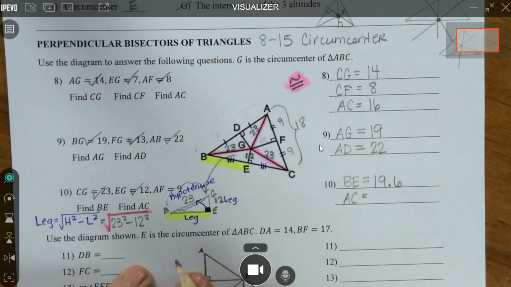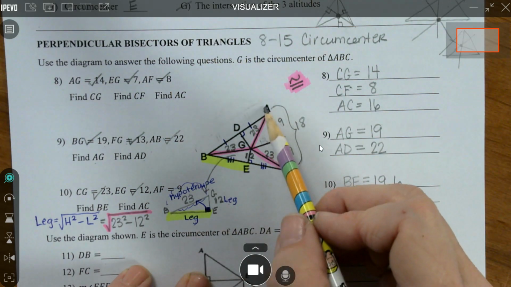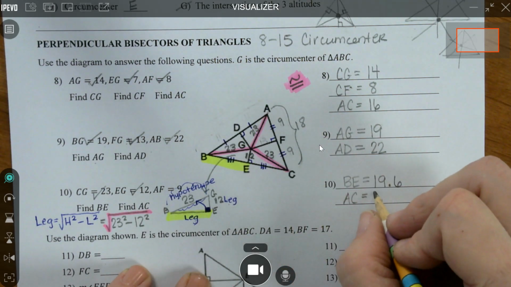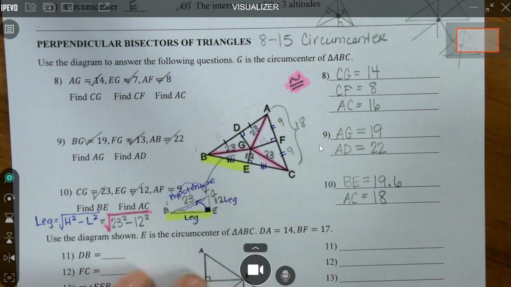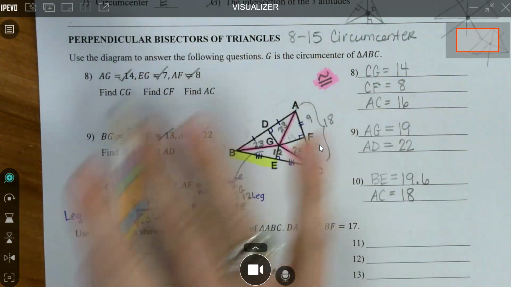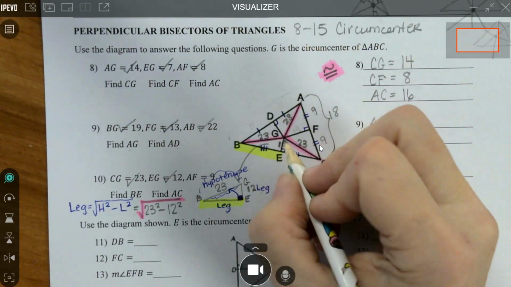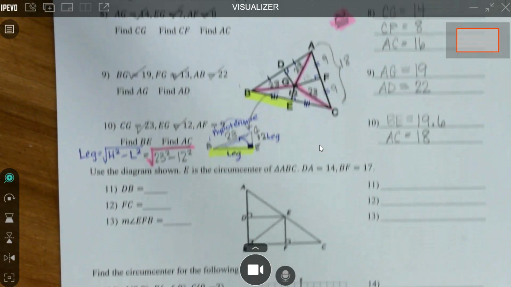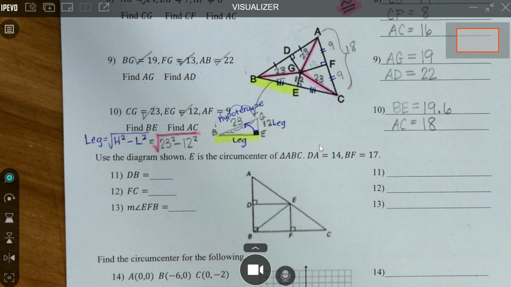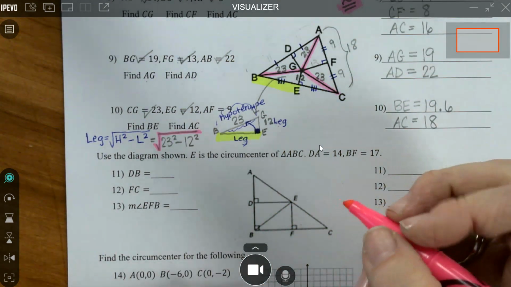Okay, so that's BE. AC, oh, 18. We already had AC, so that was nice. All right, so this is how we work through circumcenter. This was an acute one, and the circumcenter is inside. This next one is circumcenter, but this is a right triangle.